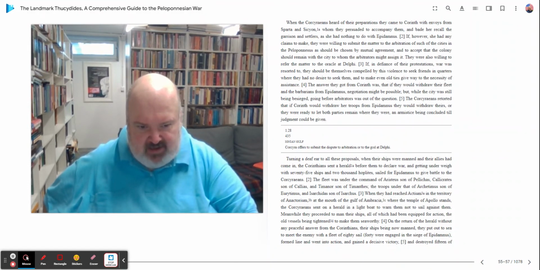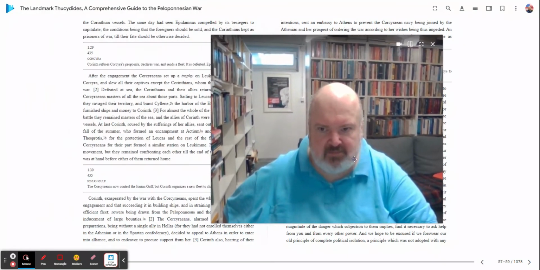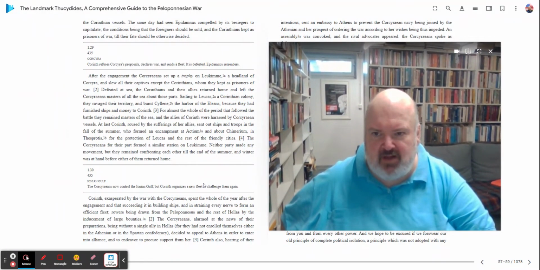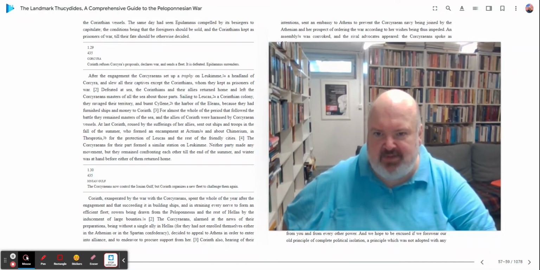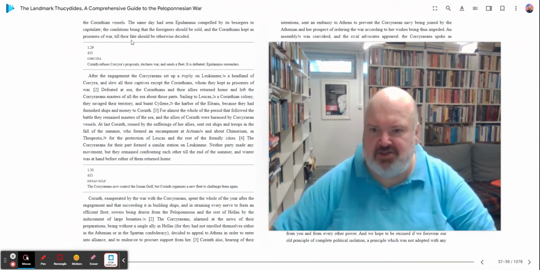Forty were engaged in the siege of Epidamnus. They formed a line and went into action, gained a decisive victory, and destroyed 15 of the Corinthian vessels. On the same day, Epidamnus, compelled by its besiegers, capitulated, the conditions being that the foreigners would be sold and the Corinthians kept as prisoners of war till their fate should be decided.